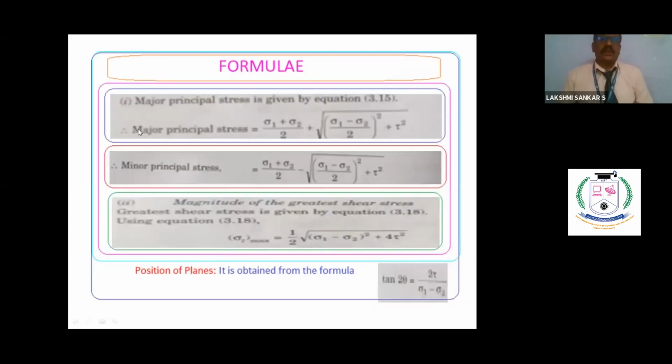I am straight away giving the formula for the particular one. Major principal stress is given by (sigma 1 plus sigma 2)/2 plus the root of ((sigma 1 minus sigma 2)/2) whole square plus tau square. Similarly, the plus is replaced by minus for minor principal stress. The magnitude of shear stress is nothing but the second part of this formula. They both are same. And the position of planes you can obtain from this formula. We will go to a numerical.